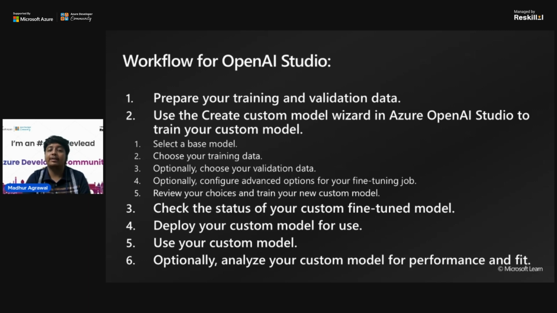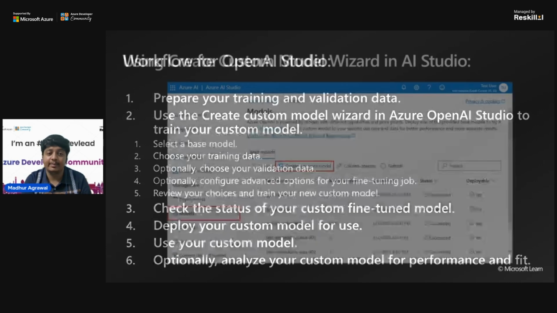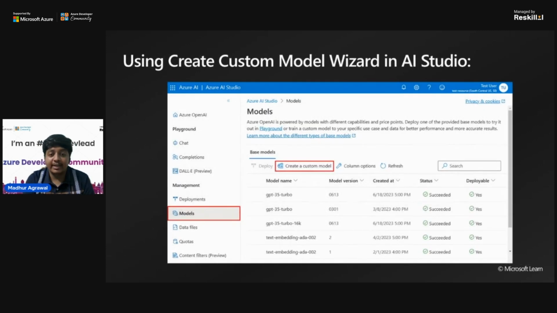Okay, then you can check the custom fine-tuned model and deploy it at an endpoint so that you can integrate it in the form of an API request. Then definitely you can use it, and you can also analyze your custom model for performance and fit in your database. So this is what the Azure AI Studio looks like.